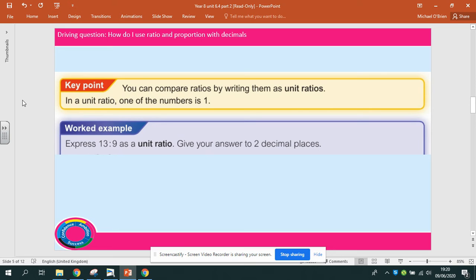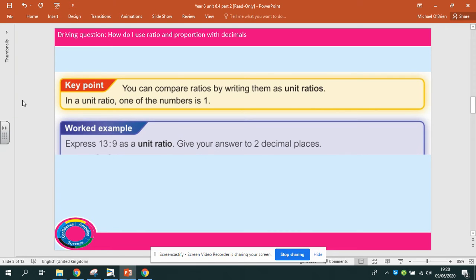Okay, this next slide just basically talks about what a unit ratio is. If you think of units as ones, it means that you must always have a 1 in the ratio. One of the numbers is 1. Okay, so whenever we deal with unit ratios it means that one of the numbers in the ratio is 1. It can be the first number, it can be the second number, it can be any of the numbers that are in the ratio, but one of the numbers must be 1.